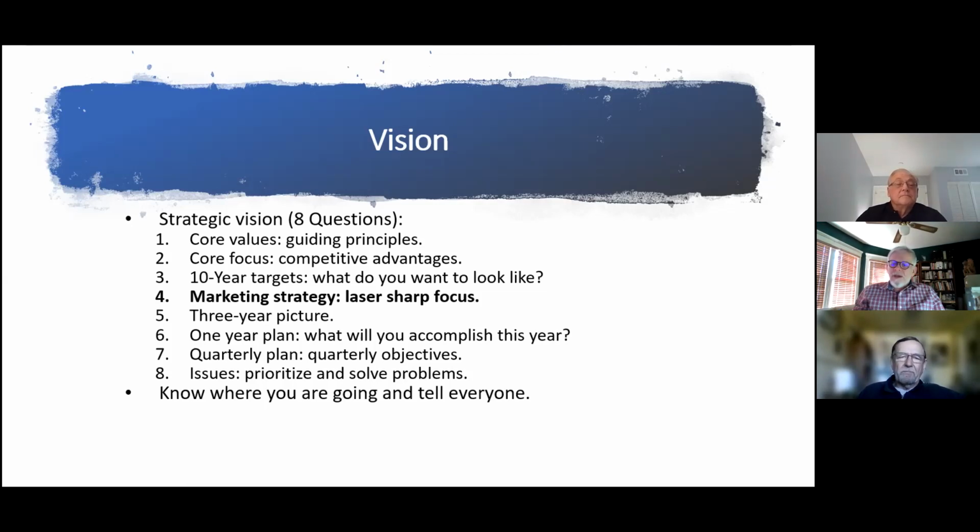That's the first time I've ever seen anybody build a model where the marketing was part of the vision. So we'll come back and talk more about it. Yeah, I just think that was interesting. They talk about a 3-year picture. Well, I kind of think that's all derived like a 10-year target, 3-year picture. It's all related. Then they talk about a 1-year plan.